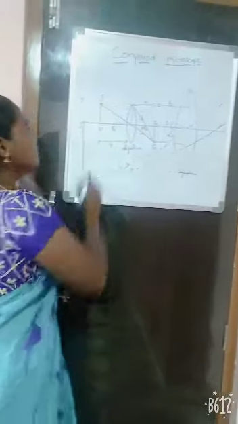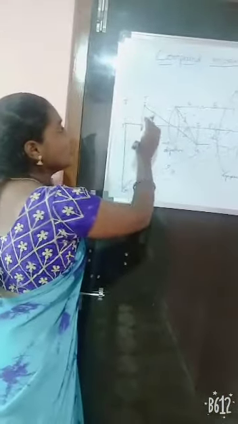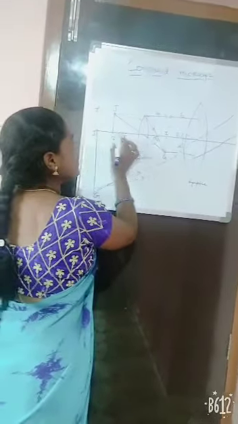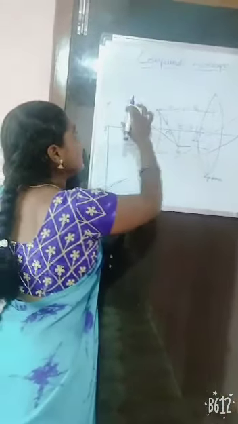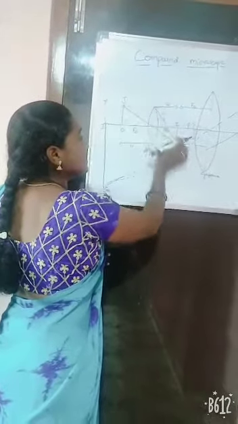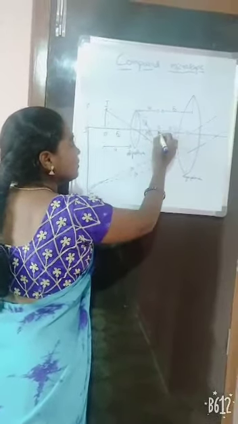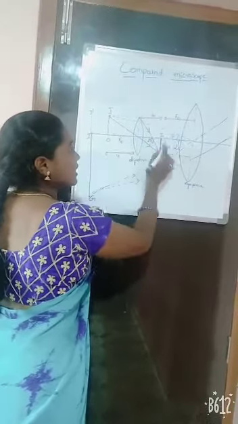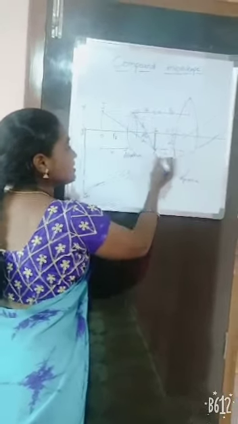Here OJ is the object. This objective has a small focal length. When the rays refract, you get the real image of this object. I1G1 is the real image of this object.